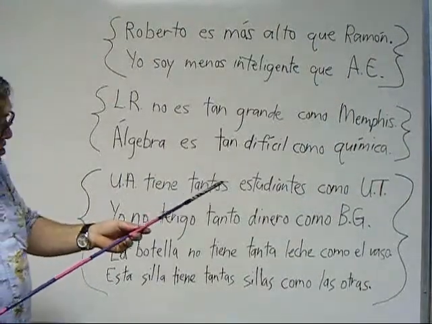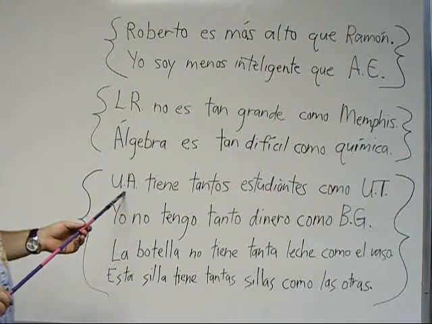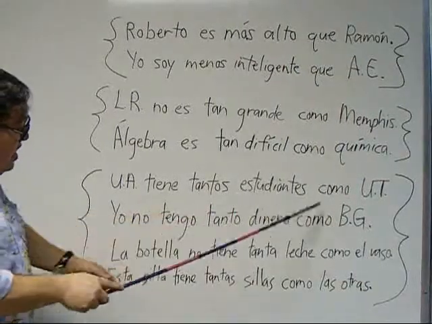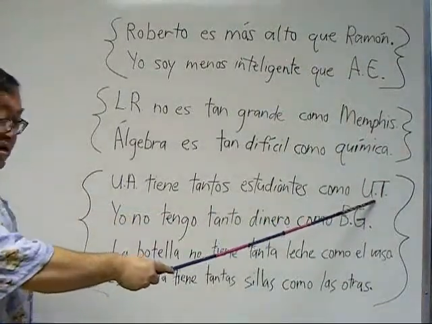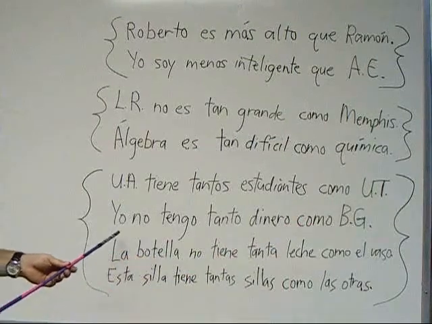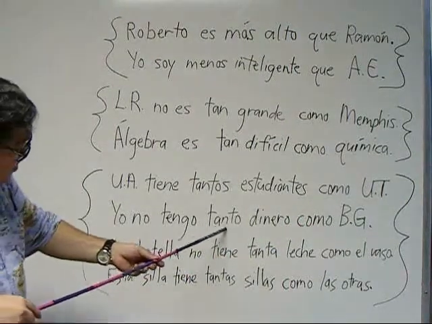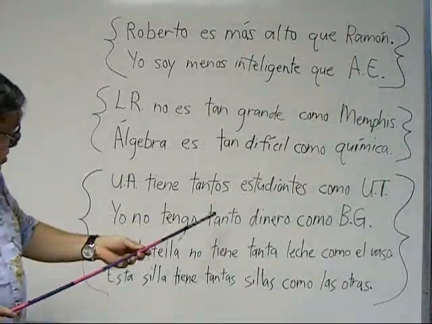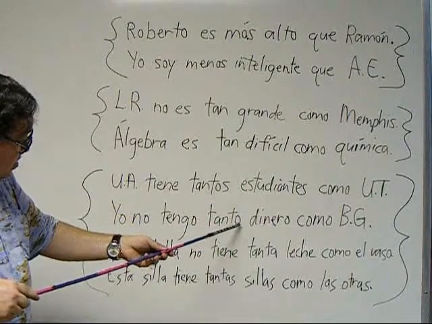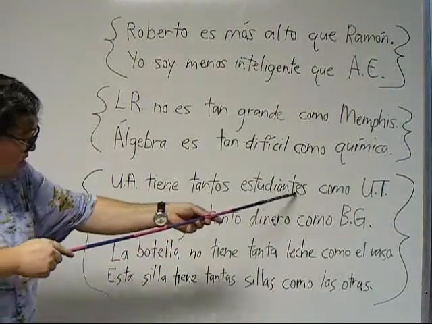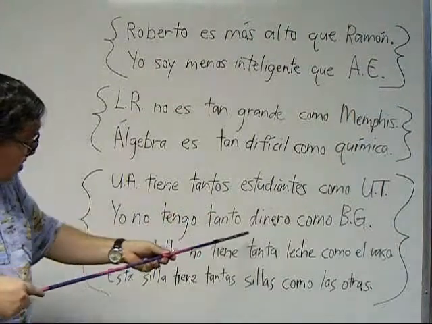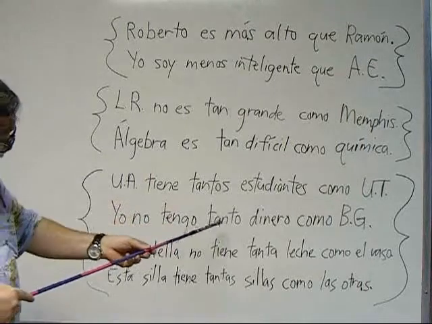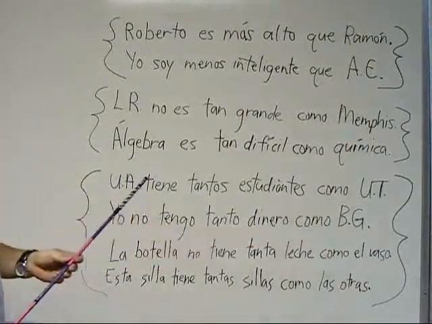UA tiene tantos estudiantes como UT. Let's say University of Arkansas, Arizona, whatever the U of A would be, has as many students as UT, whoever that is, Texas, Tennessee, wherever. I do not have as much money as Bill Gates. Notice that tanto now has just the O, where up there it had the OS, because we had a masculine plural word. Here I'm talking about money. Notice that when it's in one of these singular forms, it's as much instead of as many. I do not have as much money as Bill Gates.